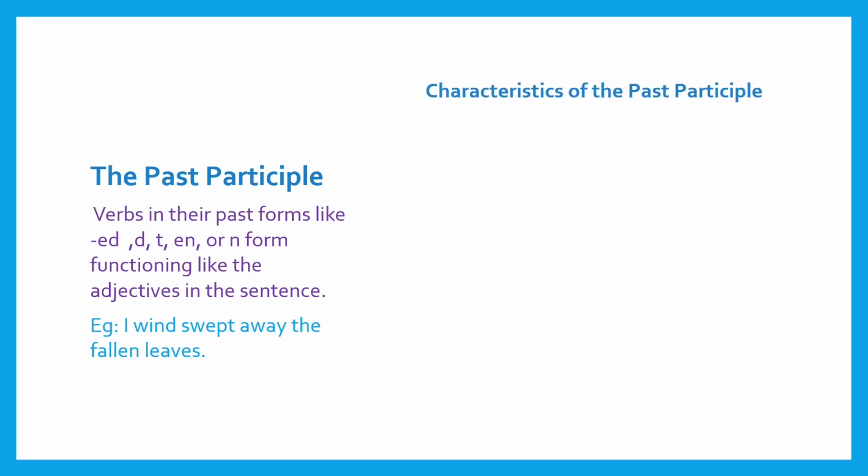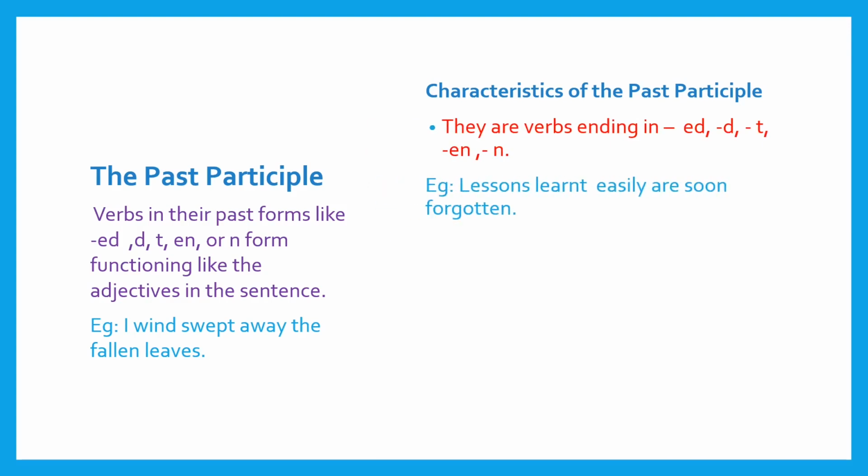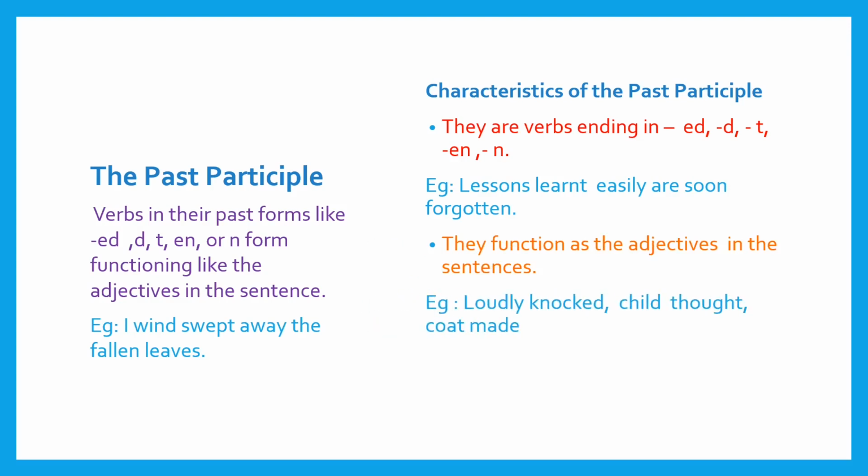And here are the characteristics of the past participle. They are verbs ending in ed, d, t, en, n. Lessons learnt easily or soon forgotten. Look at that en at the end of that verb. So that is the past participle which is being used as a verb form. They function as adjectives in the sentences.